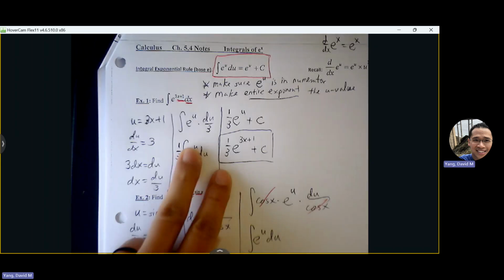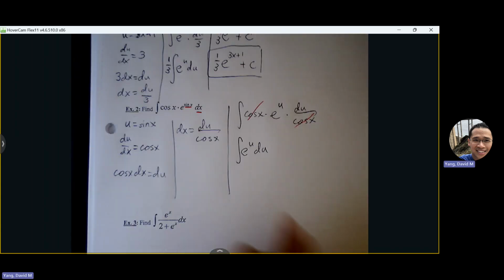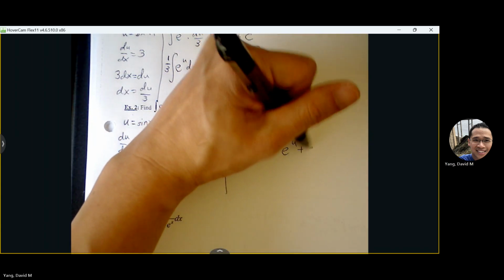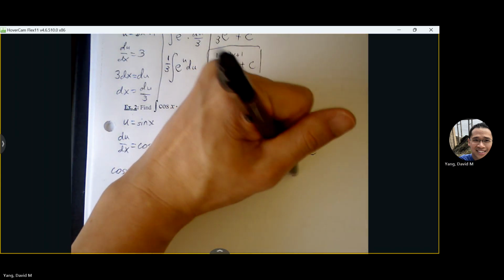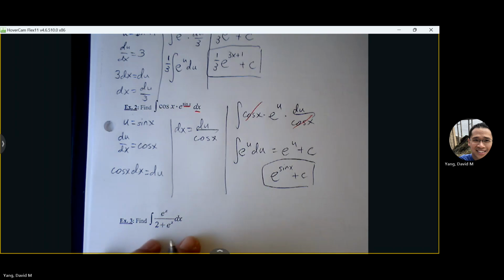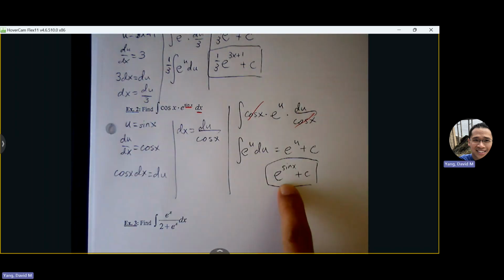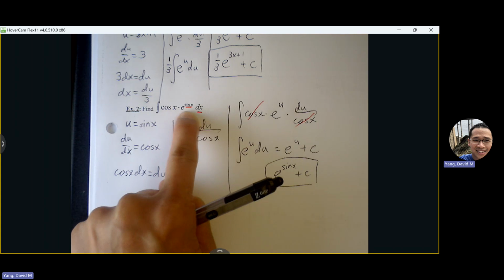And our rule for e to the u is just e to the u plus c. No leftover coefficients to keep track of. And then bring back your x. If we want to double check ourselves, we know the derivative of e to the u is e to the u times u prime. So e to the sine x becomes e to the sine x times cosine x. And that's what we have here.